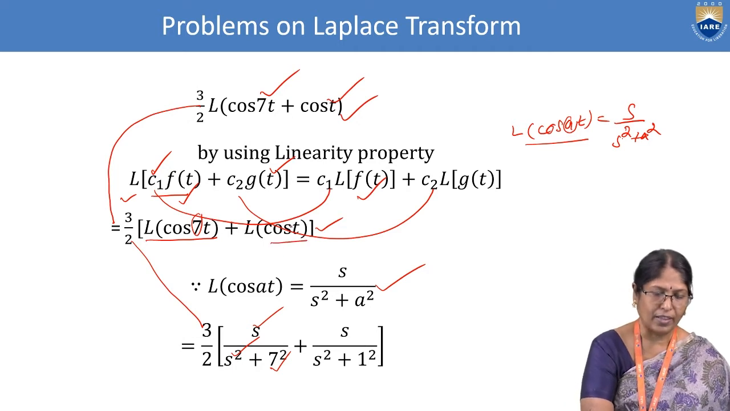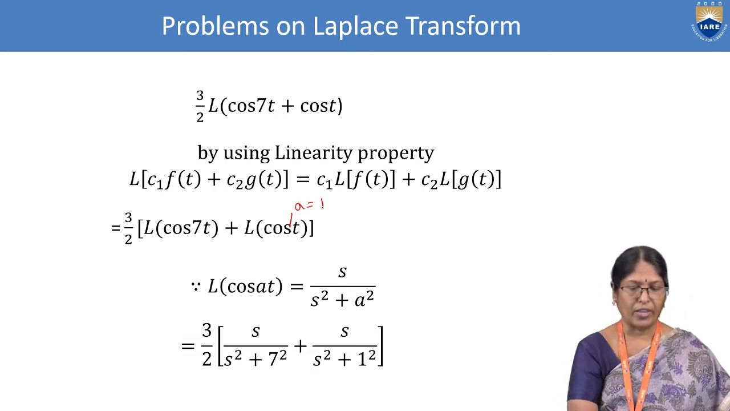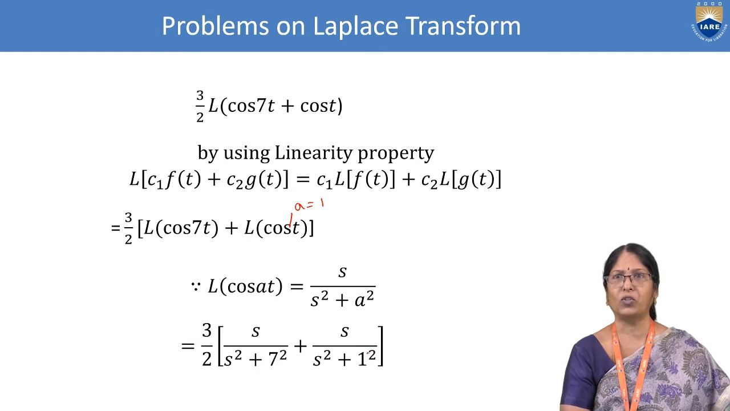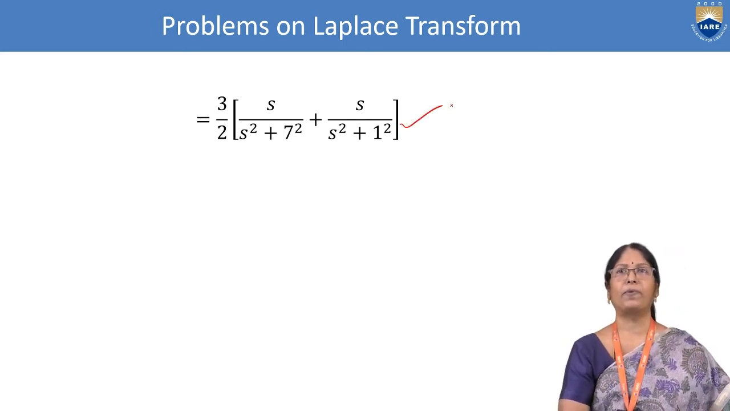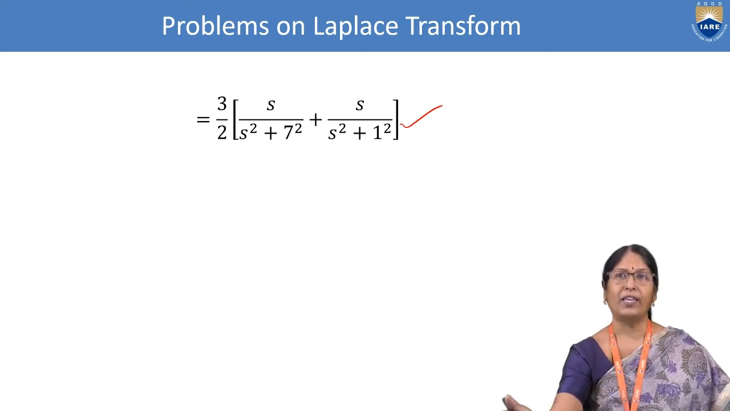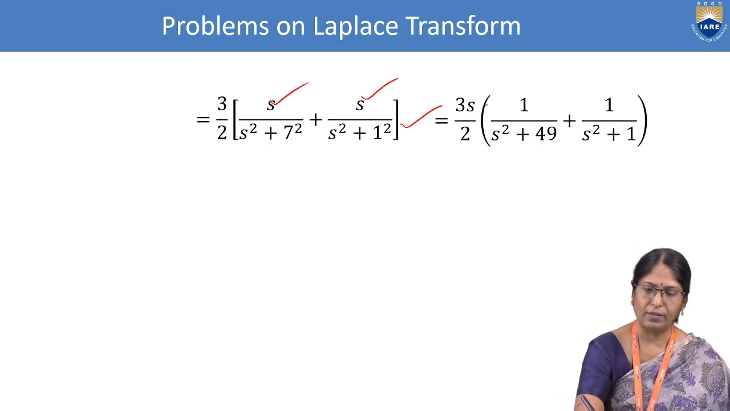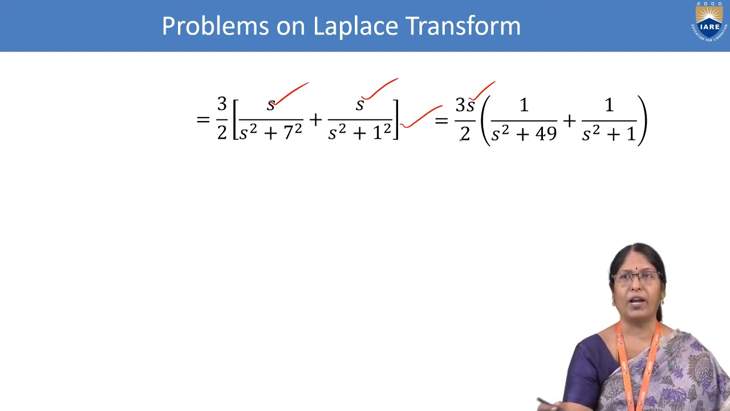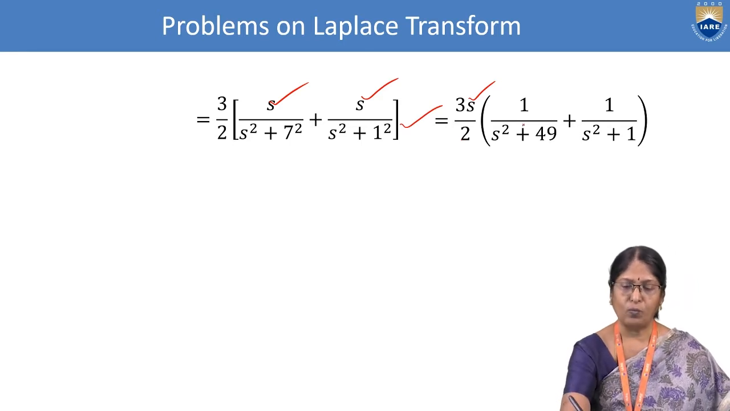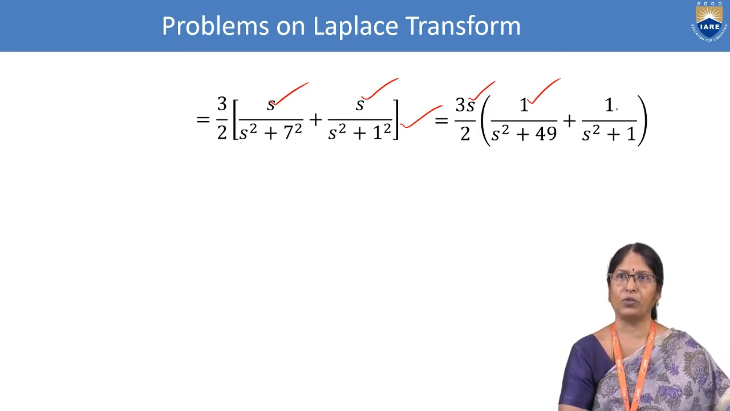Next, here the a is nothing but 1. So s by s square plus a square, where a is 1. So 3 by 2 times s by s square plus 7 square, plus s by s square plus 1 square. The common s we have taken out. So 3 by 2 has now become 3s by 2, and the leftover is 1 by s square plus 49, plus 1 by s square plus 1.